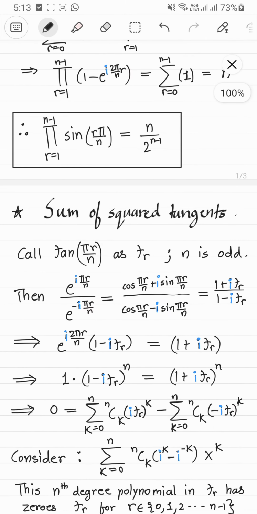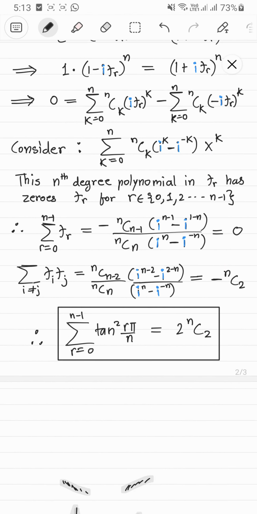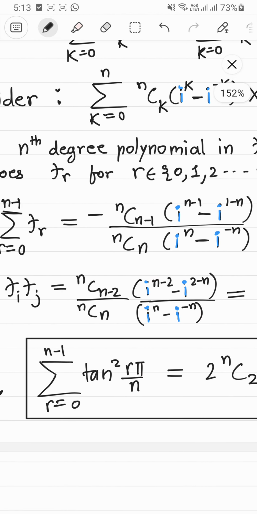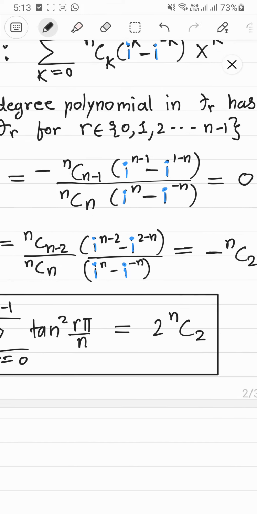Let's go to the second identity. So it's this thing. The summation from r equal to 0 to n minus 1 of tan squared of r pi upon n is, sorry, it's not 2 to the power n, it is 2 times nC2, so n choose 2, right?